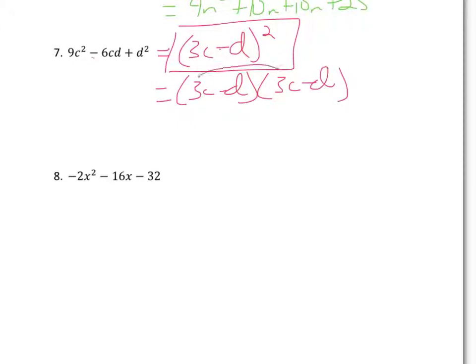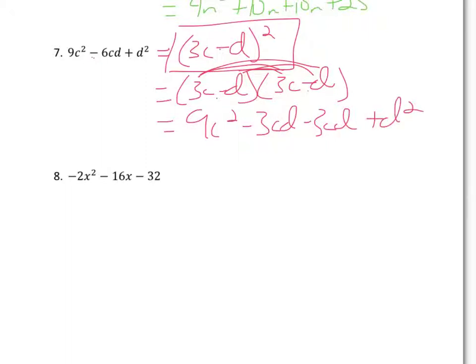Alright, so let's double check this. Do all my foiling, and I'm going to get 9c squared minus 3cd minus 3cd plus d squared, because a negative d times a negative d gives us a positive d squared. So these two combine to make a minus 6cd, and we are good.